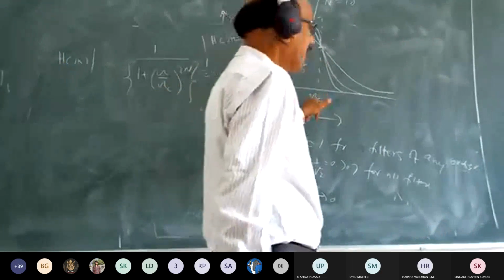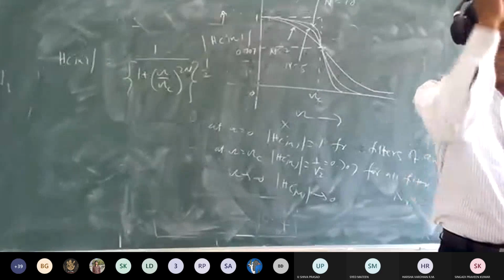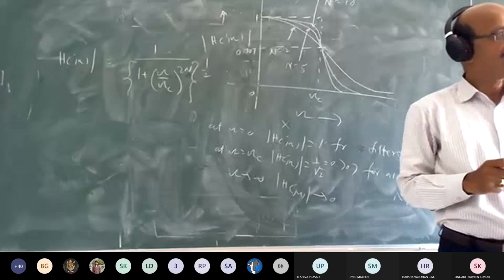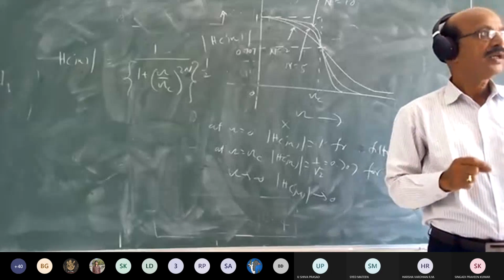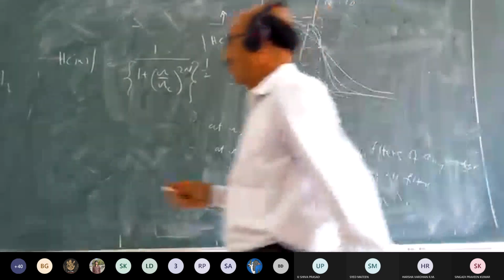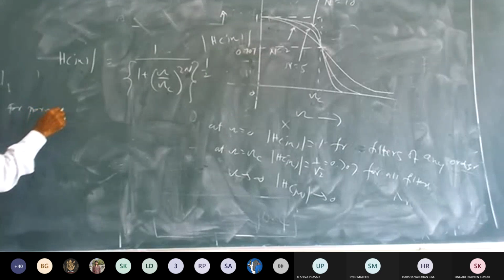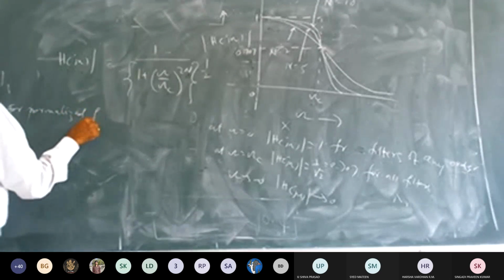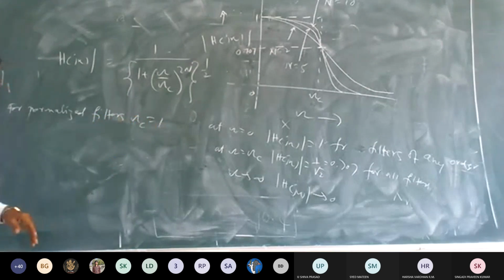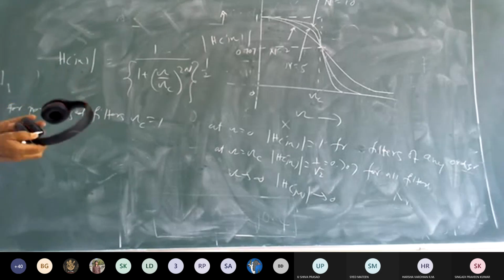Suppose we select omega c such that its value is 1 radian per second, then that is called a normalized filter. What is a normalized filter? A normalized filter is one in which the cutoff frequency omega c is 1. For normalized filters, omega c is equal to 1.